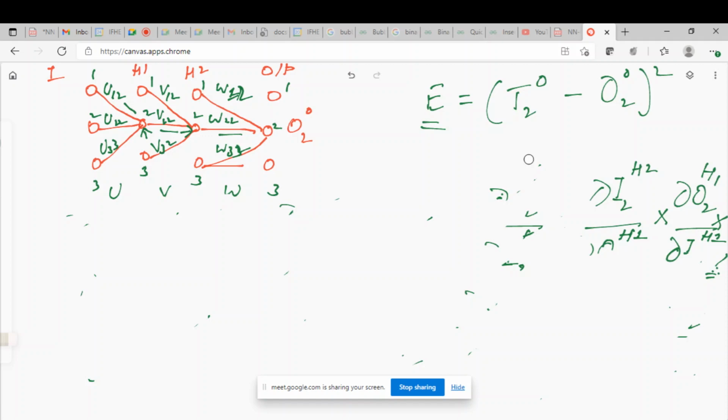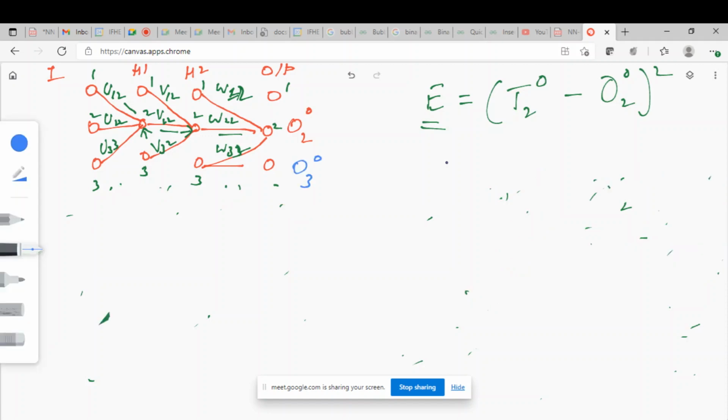Let us take this output, output 3. Output of the third neuron of the output layer. Instead of just E, let us call this error as E3, which is nothing but the target output of the third neuron of the output layer minus the observed output of the third neuron of the output layer.